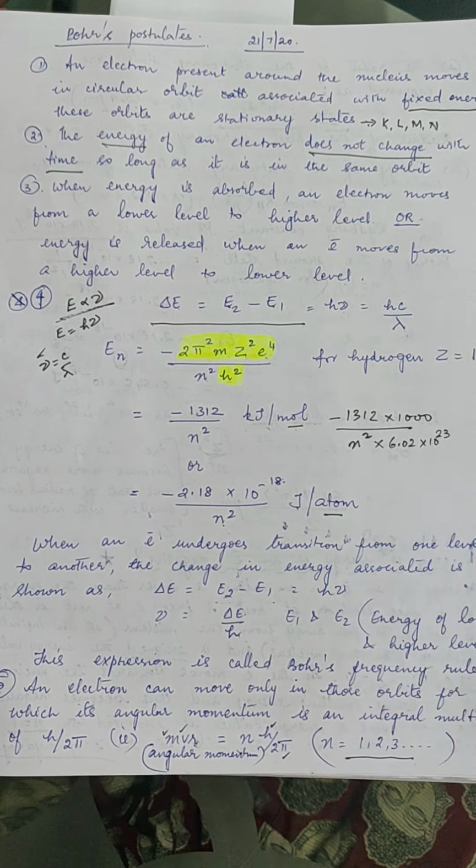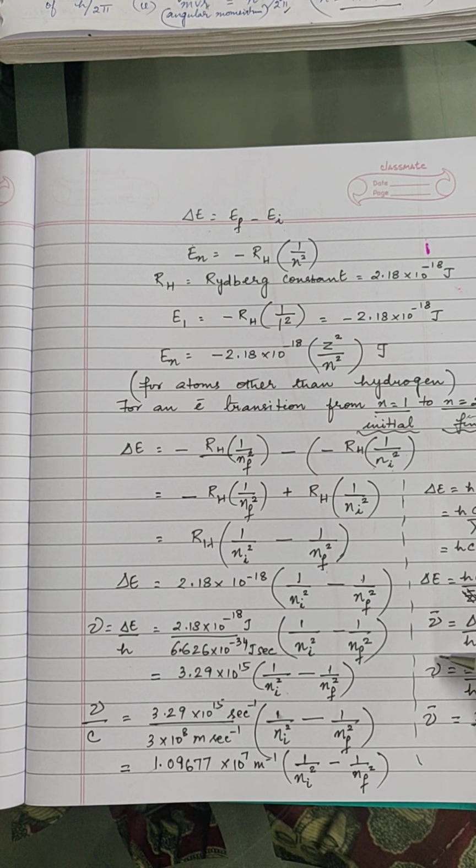Nu is equal to what? C by lambda. The C by lambda I have put it as 1 upon lambda, and 1 upon lambda is what? Nu bar. Is it not? Inverse of wavelength is nothing but nu bar. That is wave number. So wave number is equal to what? What is wave number from here? Wave number is nothing but delta E upon hc. That's what I have put here.